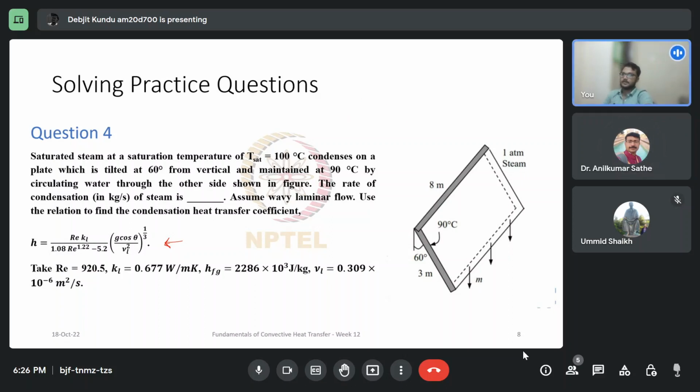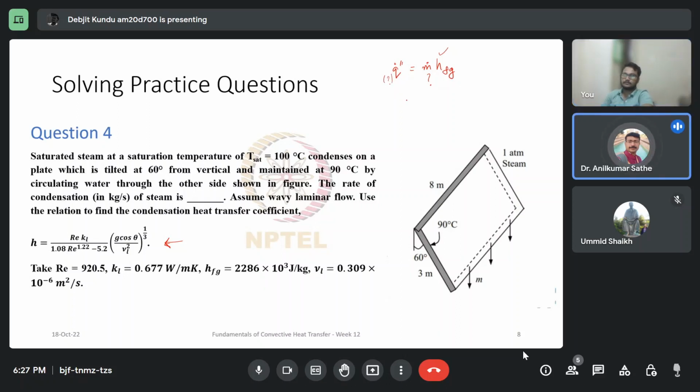So let's discuss the primary method of approaching this. As we know, for any heat transfer process, the rate of heat transfer is equal to the phase change rate times the latent heat. Here this latent heat HFG is known, and we have to find the condensation rate. In order to find this, we also need to know the heat transfer rate.